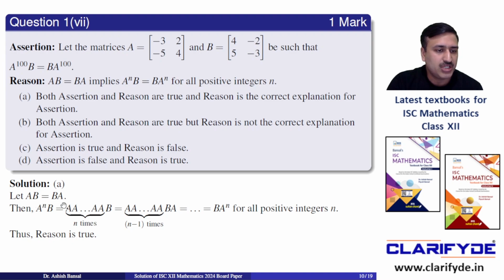We are given that AB equal to BA, then if I write A raised to power n into B as A multiplied n times into B, then the last two values A into B can be written as BA. It takes A to the right hand side of B. Now continue with this process. I can write this AB as BA again, so another A goes to the right side of B. Eventually all the A's move to the right side of B and we get B into A raised to power n for all positive integers, and thus the reason is true.